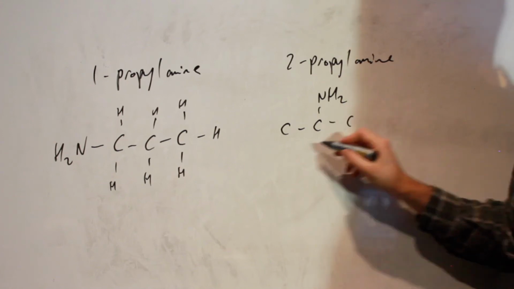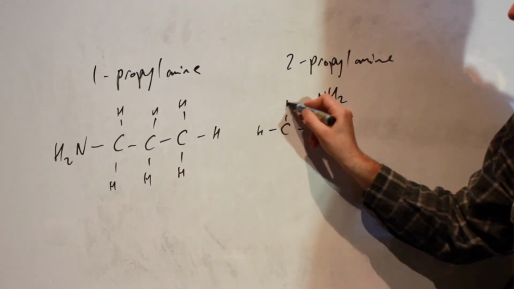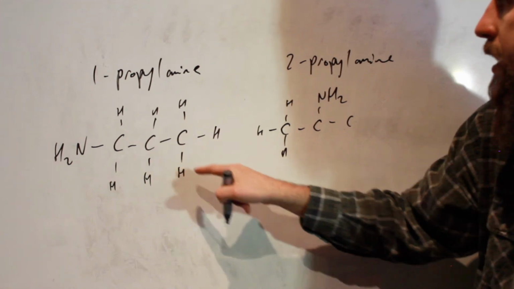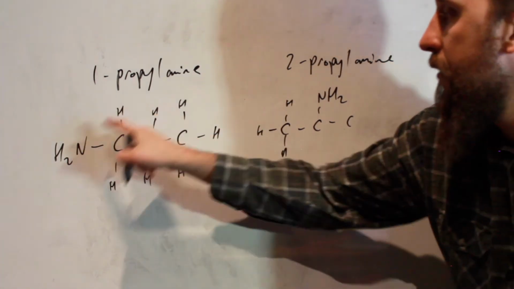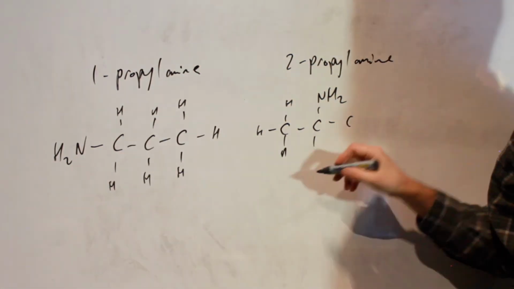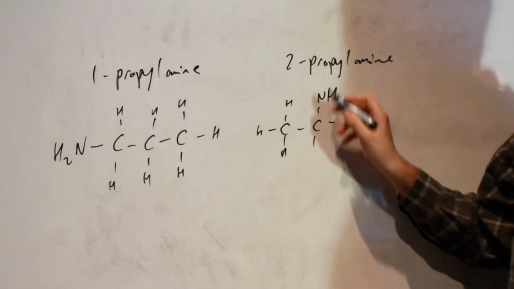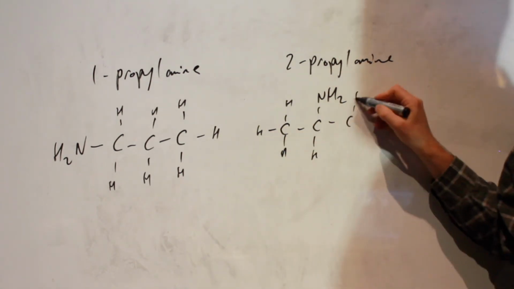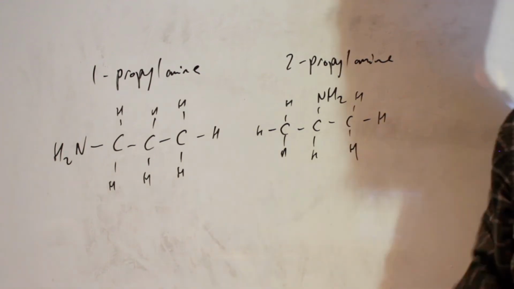So you can see that these have the same molecular formula. In both cases, we have C3, H1, 2, 3, 4, 5, 6, 7, 8, 9, and an N. However, we've arranged them differently. We put the functional group on a different position, like so.